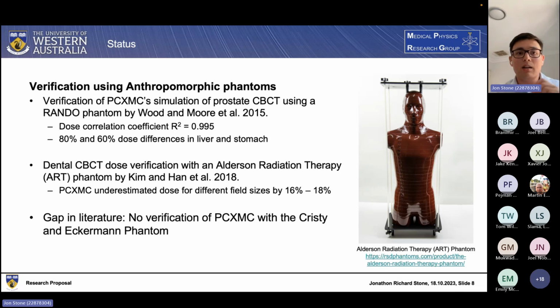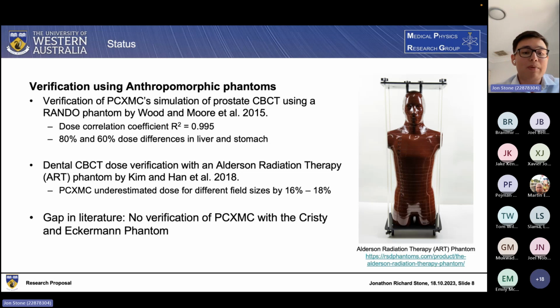Because the liver and stomach are quite far away from the prostate, the main factor that causes the doses would be scatter, and so the different anatomy would cause quite different scatter properties. Then another study by Kim and Han in 2018 investigated the dose verification for cone beam CT of dental procedures with an Alderson radiotherapy phantom, which is essentially a revised version of the Rando phantom. They again found that PCXMC underestimated the doses of different field sizes, by 16 to 18%.